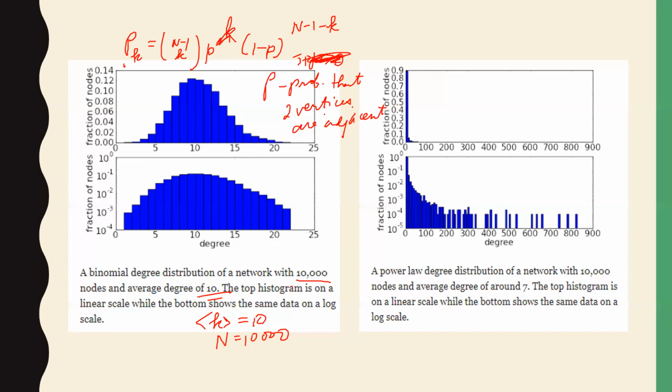All right. But the more interesting types of degree distributions for us would be the power law distributions or exponential distributions. Exponential distributions usually follow this form.